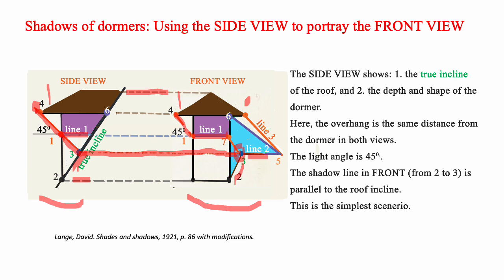Now line 2 here is parallel to its casting edge, which is the roof, and it ends where it hits the light from the tip of the roof right here. Now, to find the back of the dormer, we need the side view again to find where the dormer roof hits the real roof and transfer that position over here to find the end of this shadow.